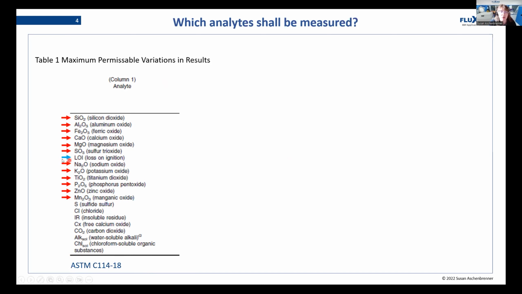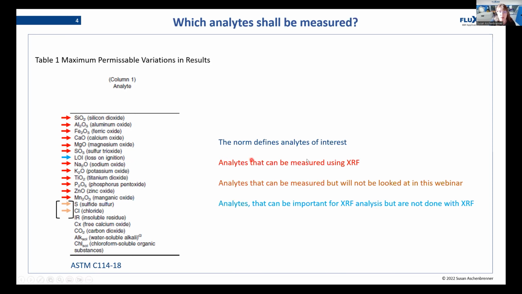Sometimes you also need the LOI for your XRF measurement. This is the case when you ignite your sample before measuring it and you want to calculate back to your original material, then you would also need to analyze the LOI, but this would then not be done with XRF. And it's also possible to do sulfide sulfur and chloride with XRF, but this will not be in the webinar today because this is a large topic that can easily be a topic for itself.